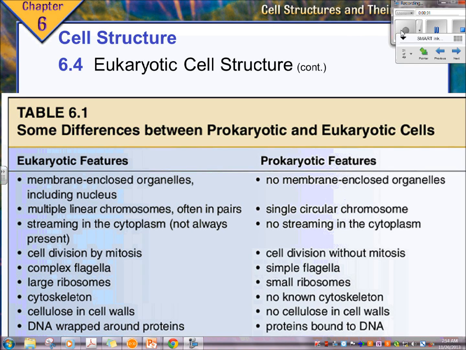Okay, so I know I showed you this slide, but one of the important things we need to know for the test is the structure and function of prokaryotes and eukaryotes.